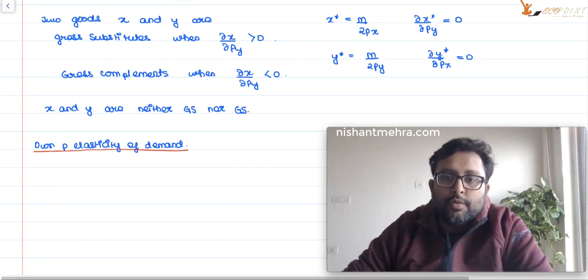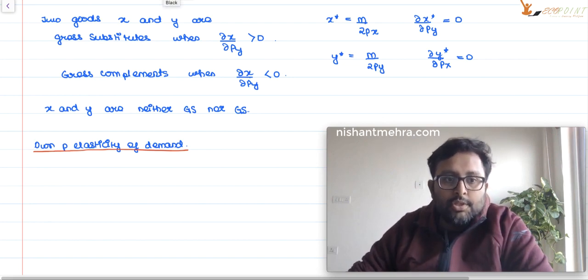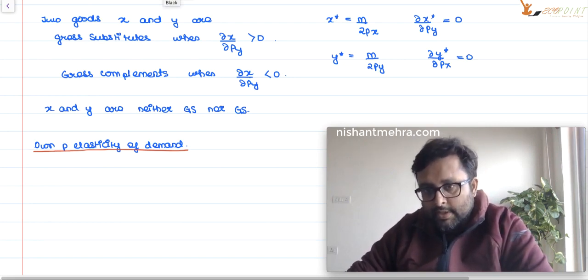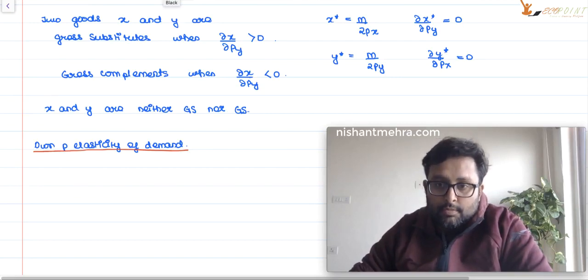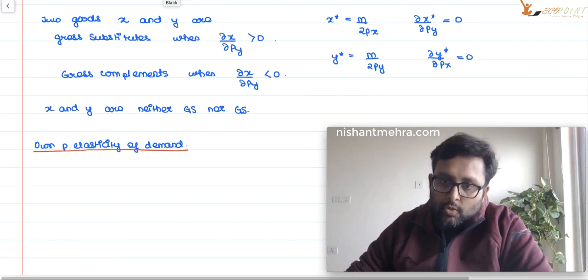Own price elasticity of demand. It is the percentage change in the quantity demanded for x upon the percentage change in the price of the same commodity x. So how is the demand going to respond? What is the percentage change in the demand if there is a percentage change in the price? For example, if there is a 1% change in the price, what is the percentage change in the quantity demanded?